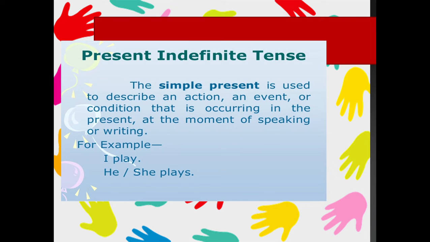Present indefinite tense is used to describe an action or an event or condition that is occurring in the present at the moment of speaking or writing. For example, I play, she plays, or we play. Present tense is also used for actions that are universally true, habitual actions, and sometimes for actions for future. For example, the Prime Minister visits Hyderabad this Saturday.